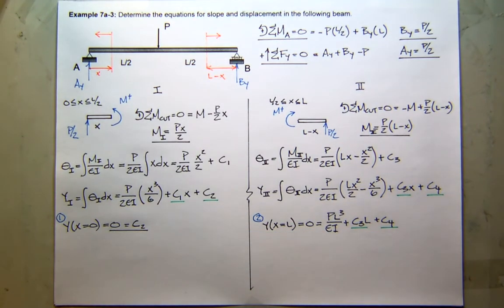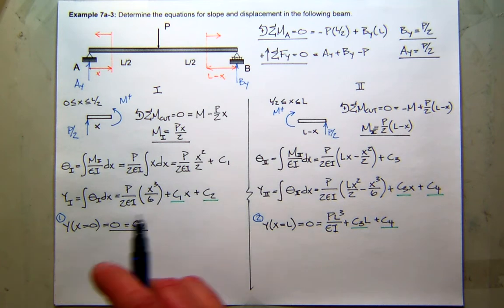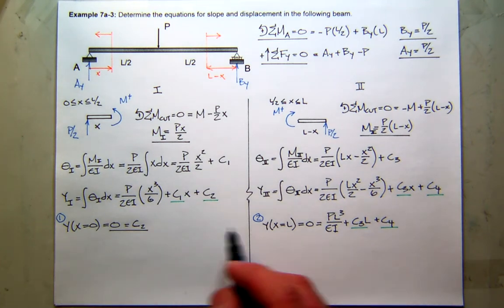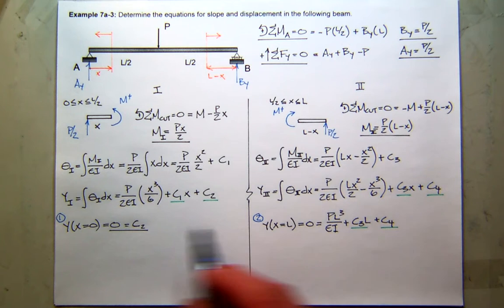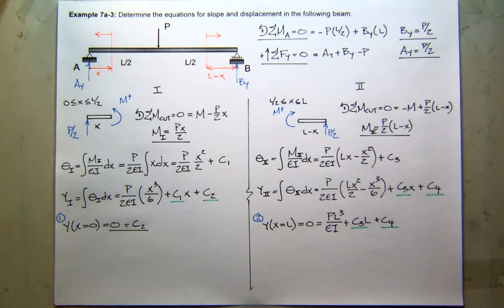Can't you just find C4 and plug in C4? How do I find C4? C4 is equal to negative PL over 3 pi minus C3 L, and then just plug that in. Well, I only have 2 equations and I have 4 unknowns. I don't think you can solve that, can you? So I need 2 more equations.